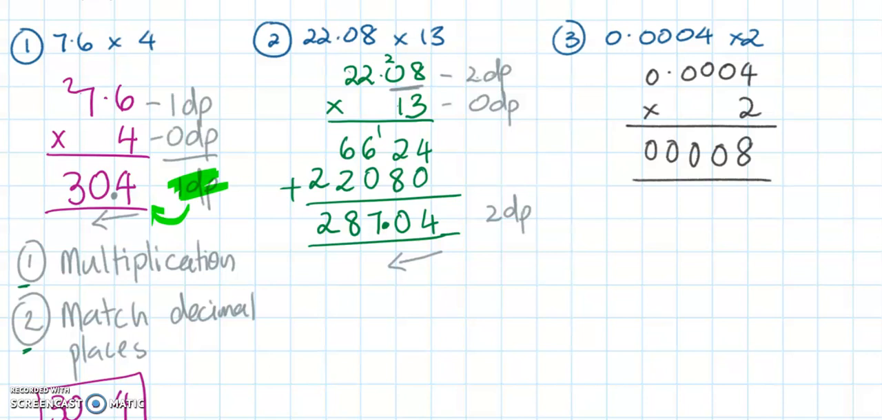Let's check the number of decimal places. That has got 1, 2, 3, 4 digits after the decimal point. So that's 4 decimal places. This has nothing, so therefore it's 0. So in our answer, we need 4 decimal places. Let's start counting from right to left. 1, 2, 3, 4. And that's where our decimal point goes.